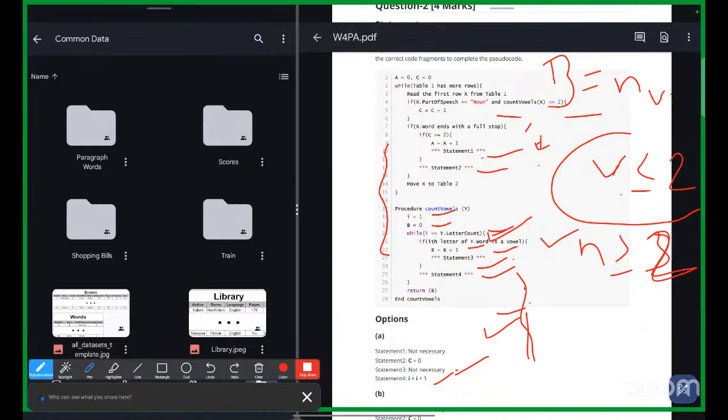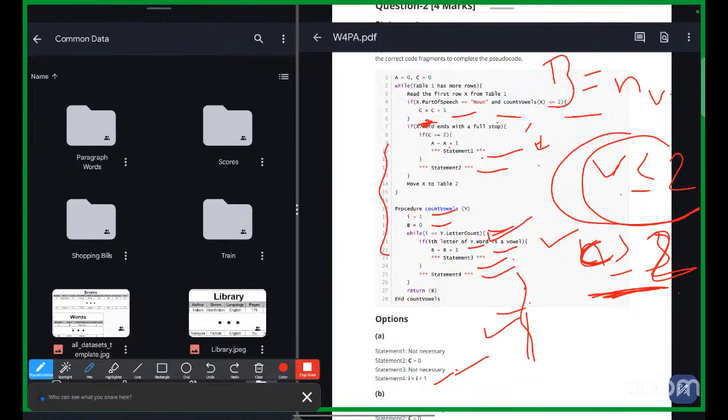So if C is greater than or equal to 2, A is getting incremented by 1. If C is greater than or equal to 2. So this condition we are checking using the variable C. If you see line number 5, that is saying the same thing. If the part of speech is noun and the count of vowels satisfies this condition, then we are incrementing C. Okay. And if C, which is this condition only, if C is greater than or equal to 2, then we are incrementing A. Correct?